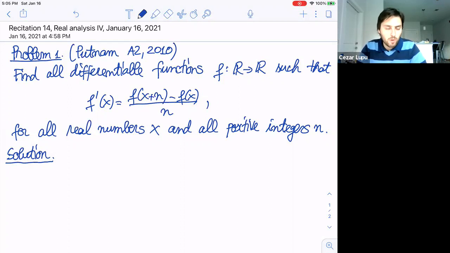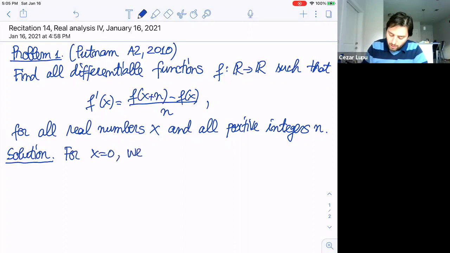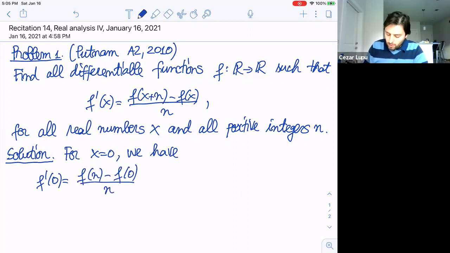It's good to see what happens when, for example, you plug in x equals some particular real number. In our case, let's see what happens for x equals 0. So for x equals 0, we have f prime of 0 is nothing else than just f of n minus f of 0 over n. Or if you want, this will imply that f of n is nothing else than just f of 0 plus n times f prime of 0.